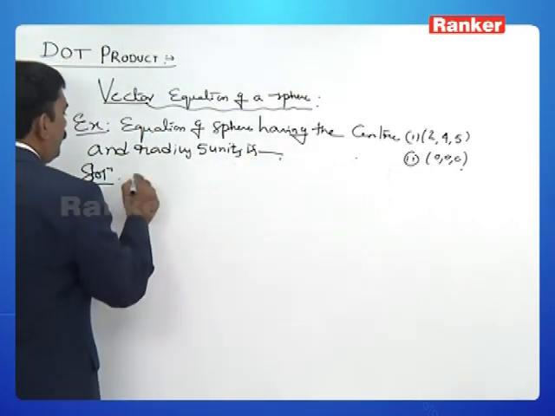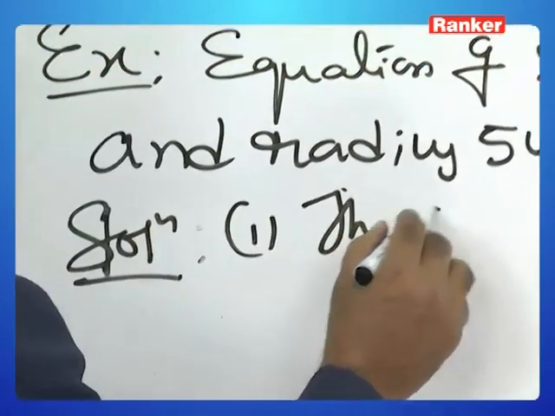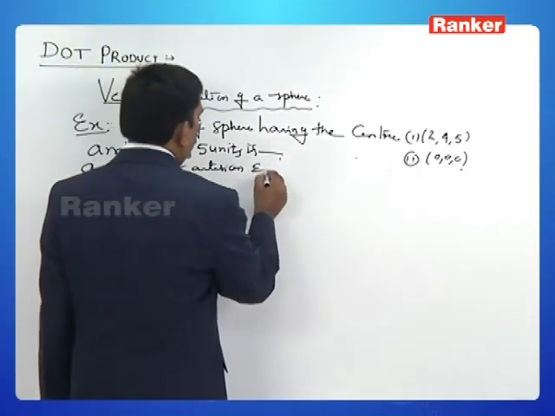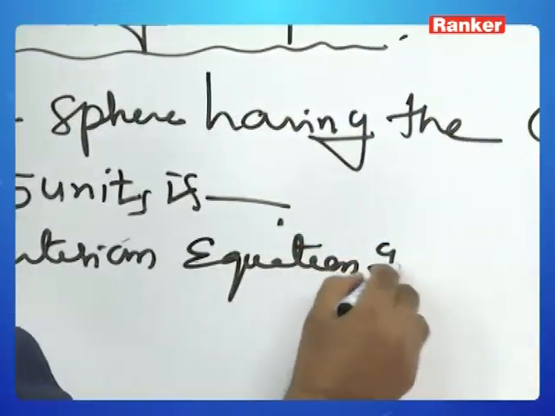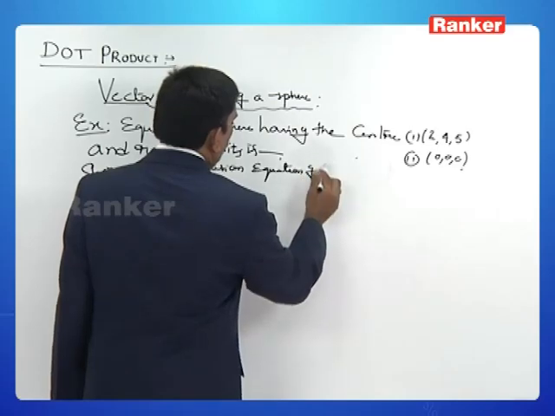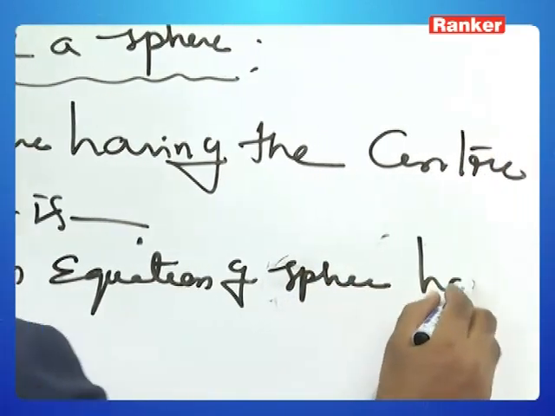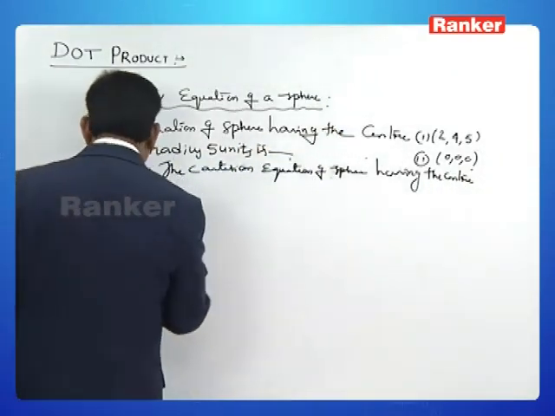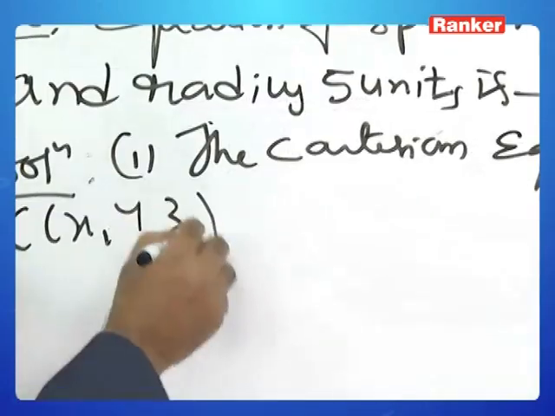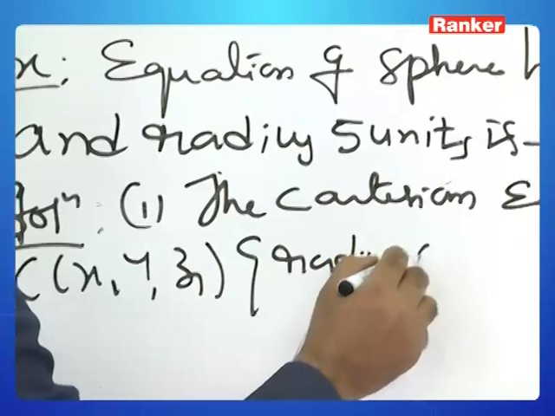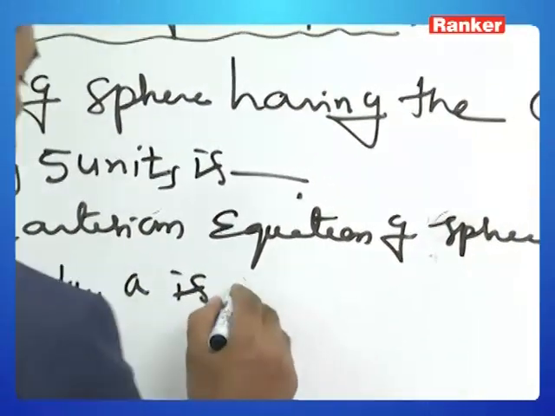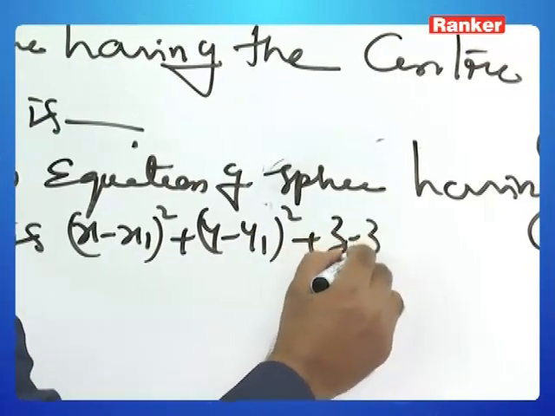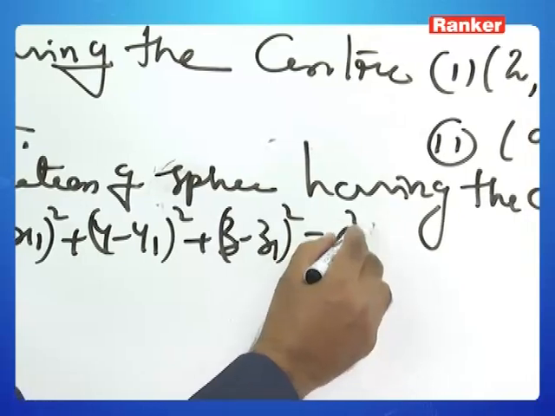For the first one, the Cartesian equation of a sphere having the center C of x1, y1, z1 and radius A is x minus x1 whole square plus y minus y1 whole square plus z minus z1 whole square is equal to A square.